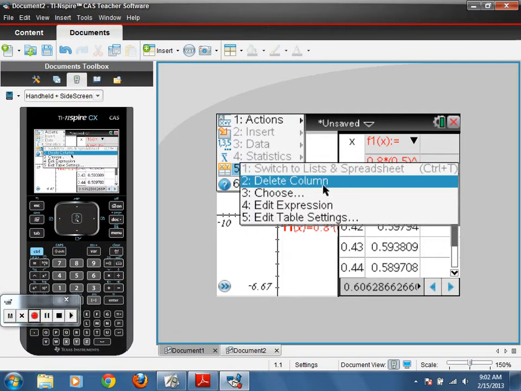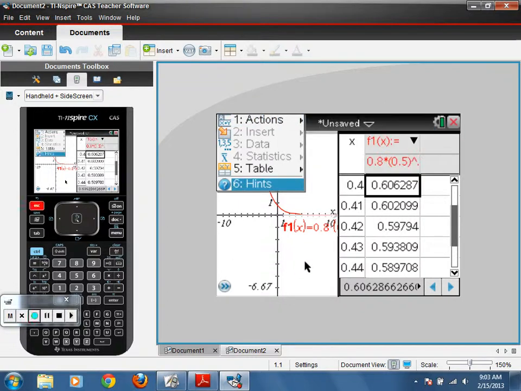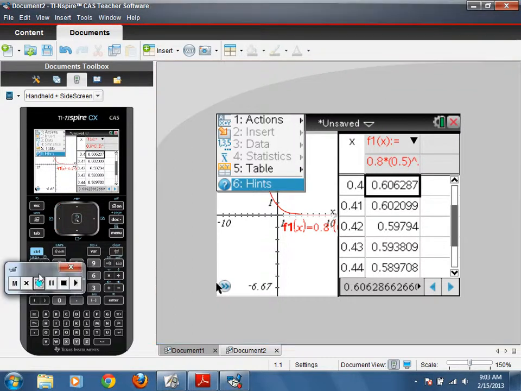Menu, table, actions. How do you hide the table? You guys are all telling me to the screen and I can't hear you. I think it's like Control T. But that doesn't let me do that.